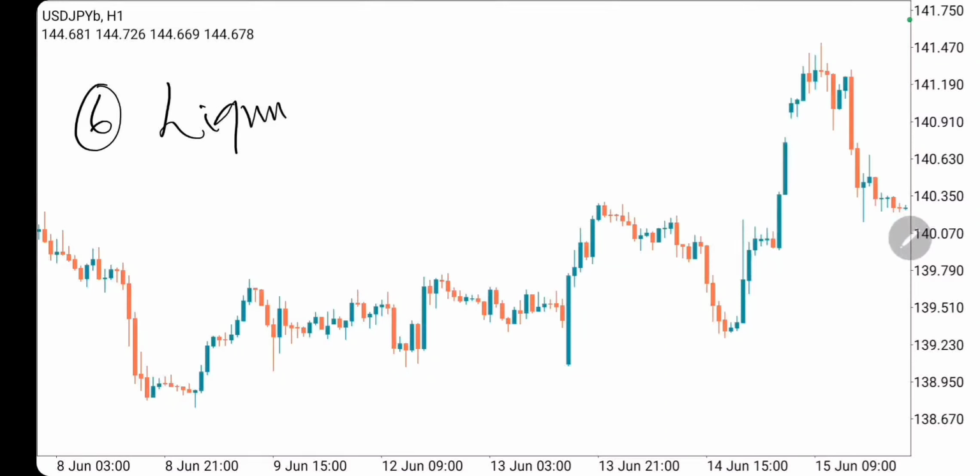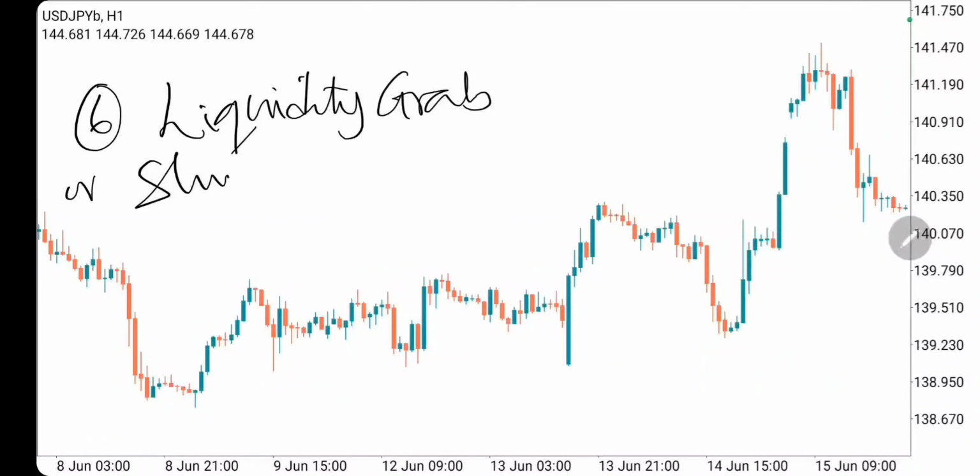It's actually called the liquidity grab or stop hunt. Okay, so what does this mean?